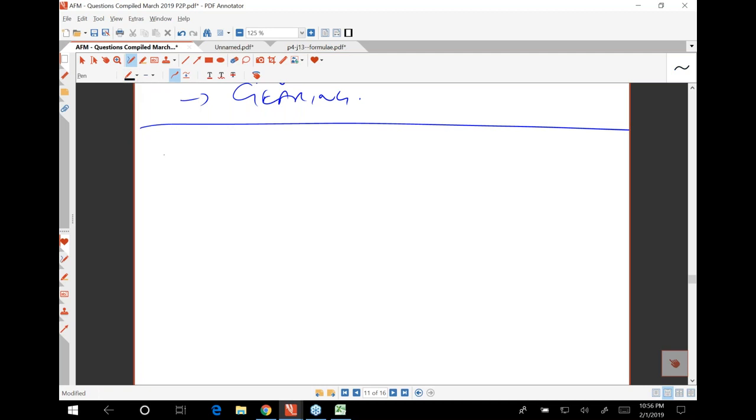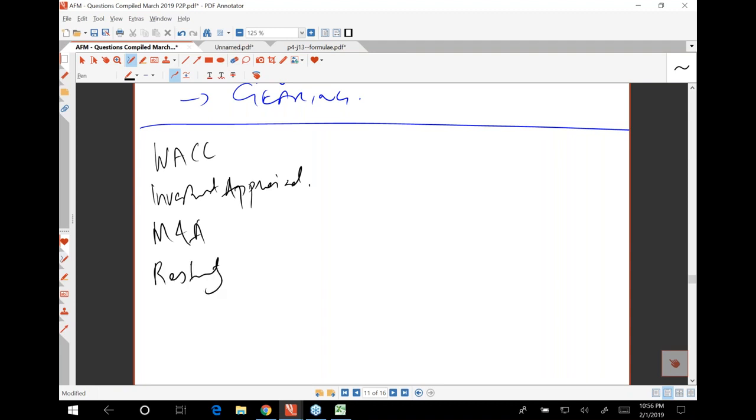My suggested approach is that, first of all, you do the basic WAC, in fact, the complete WAC. You do the investment appraisal concepts, and then you do the mergers and acquisition basic concepts, and then the restructuring and the reconstruction basic concepts. This is the first thing that you should do.